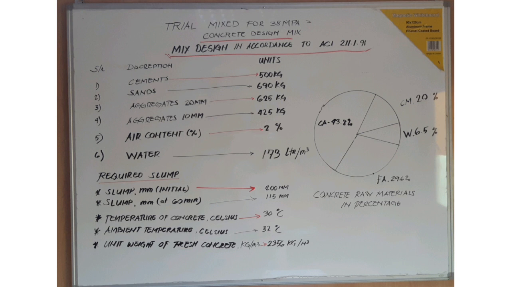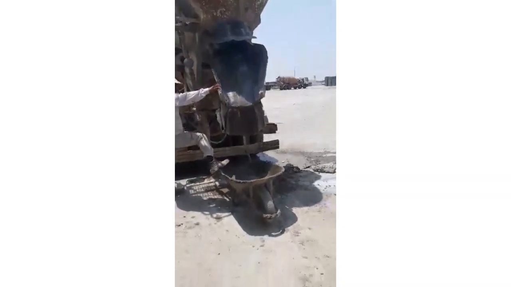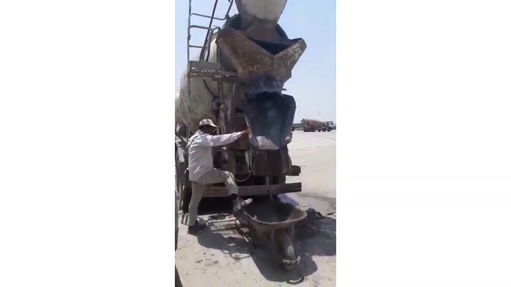So now this is the mix design which is approved by the designer as per the project specification. We have M38, and all these values are given by the designer. Cement 500 kg, sand 690 kg, aggregate 20 mm 625 kg, and aggregate 10 mm 425 kg, air content 2%, water 173 liters, and the required slump. All this information you have. You can go through it.